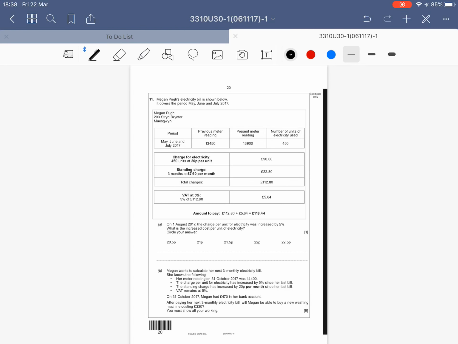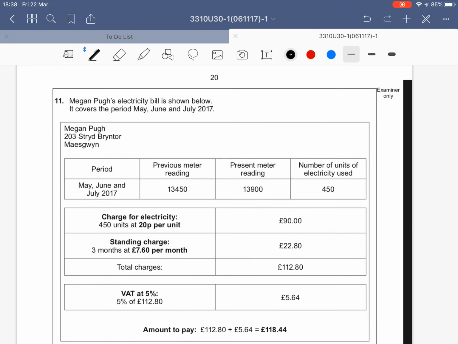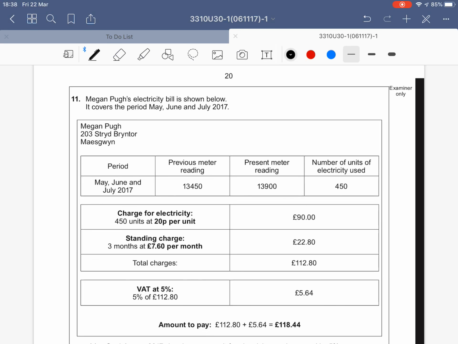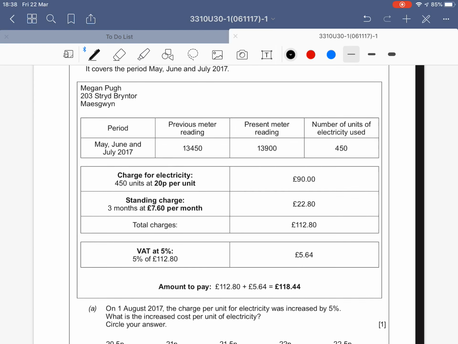Right, next one. This looks like a long one. Megan Pugh's electricity bill is shown below. It covers the period May, June and July 2017. Megan Pugh, 203 Stride. We don't need to know her address.